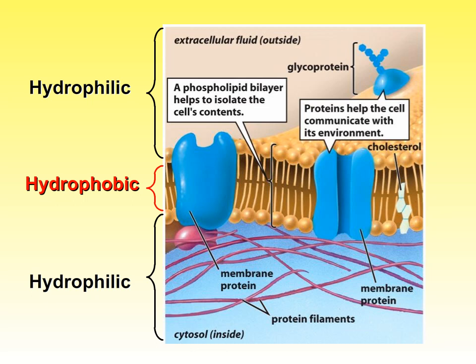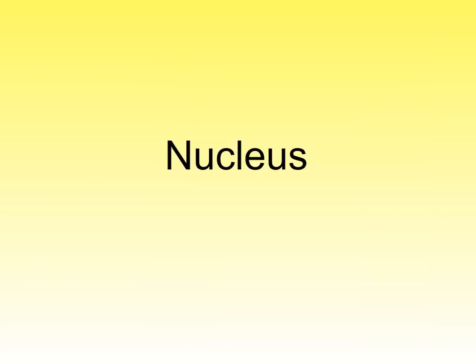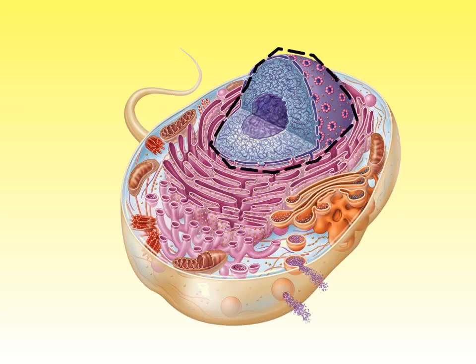Glycoproteins facing the extracellular fluid communicate information to other cells, while proteins facing the cytosol may bind to and stabilize filaments in the cell. The centrally located nucleus is the most prominent organelle. Here's the nucleus. It contains most of the genes in the eukaryotic cell. It averages 5 micrometers in diameter.